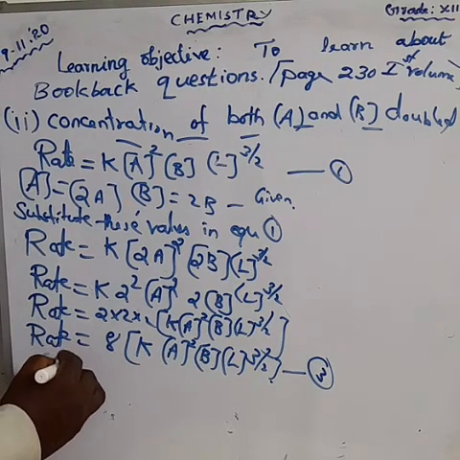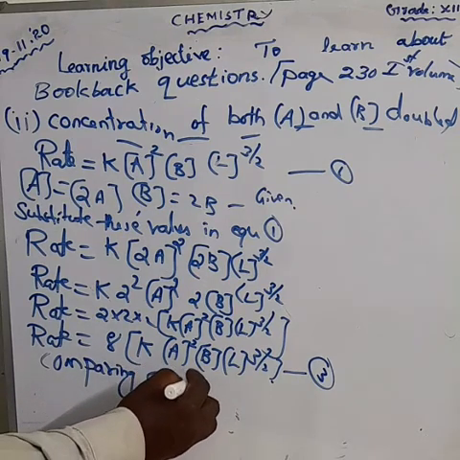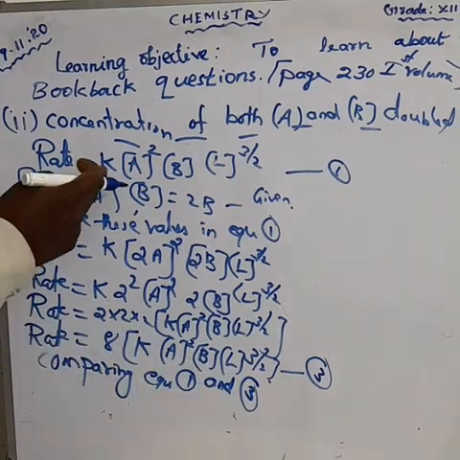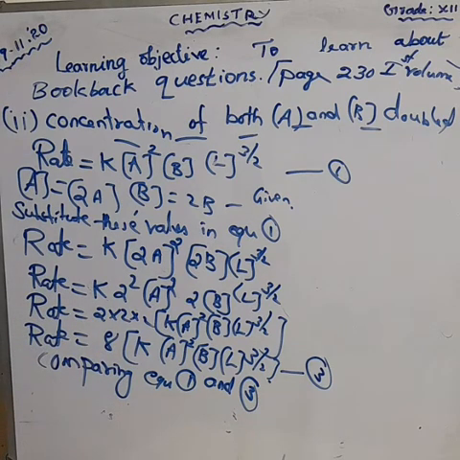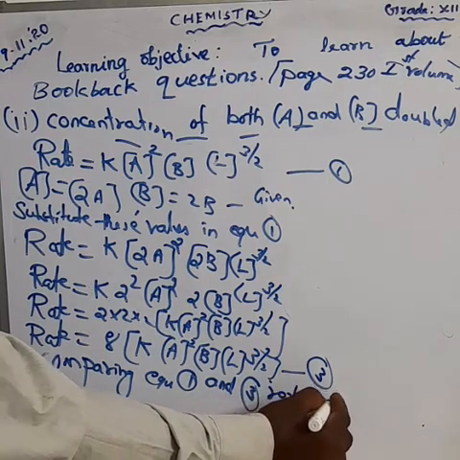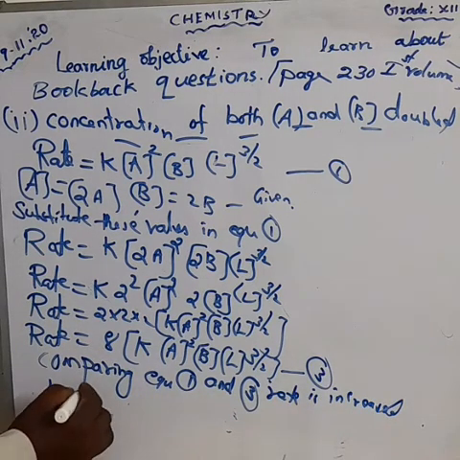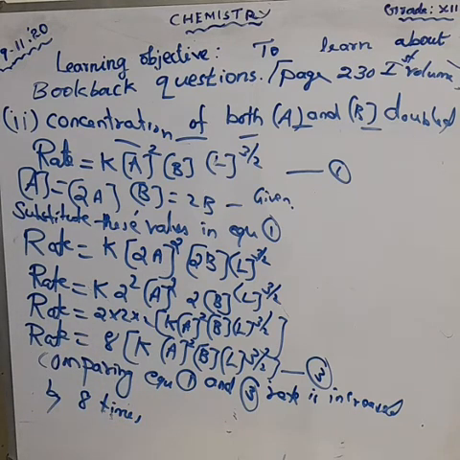Comparing equation 1 and 3. Here equation 3 is increased by how much times? 8 times. In equation 3, the rate is increased by 8 times. Okay? When the concentration of both A and B are doubled. Okay? Clear?